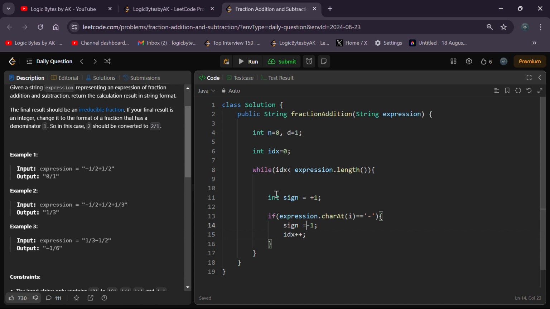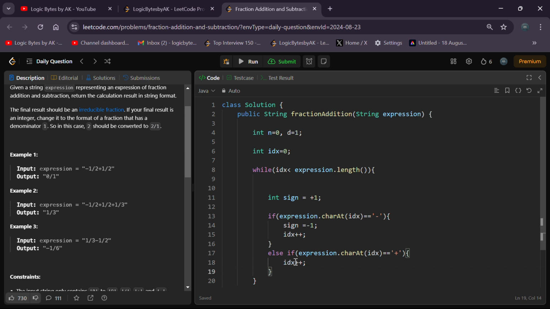And we increment the index pointer, idx plus plus. Sorry, it is not i, it is idx. And if it is not minus, we check with the plus symbol. So if expression dot charAt idx is equal to plus, we do nothing, since initially we have plus one, so we just do idx plus plus.